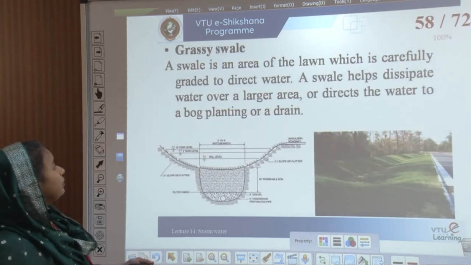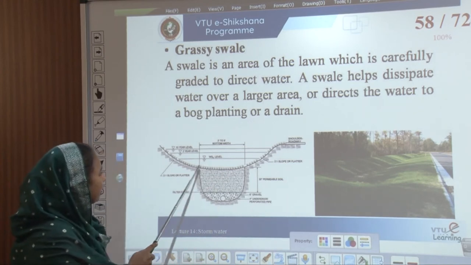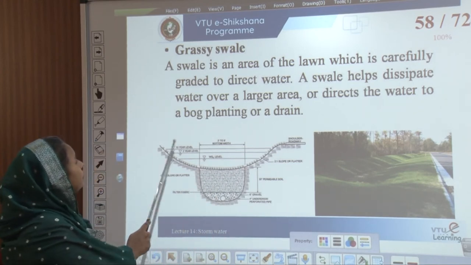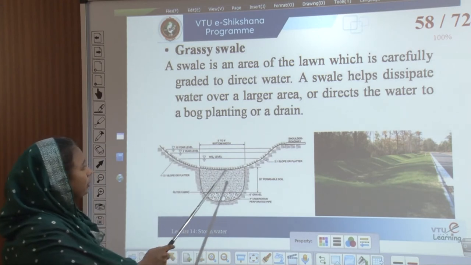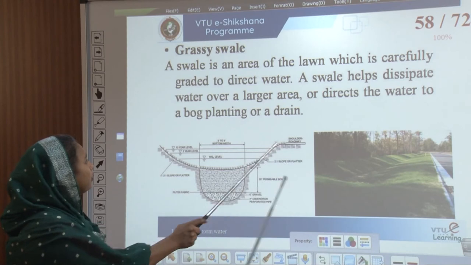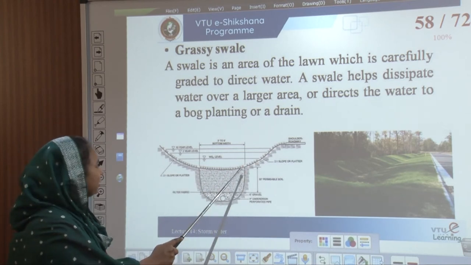Grassy swale is where a swale is an area which is carefully graded to direct the water. So you would have a grade system there. This swale basically helps the water to dissipate over a larger area or directs all the water to a bog planting or a drain. So there would be a drain here.